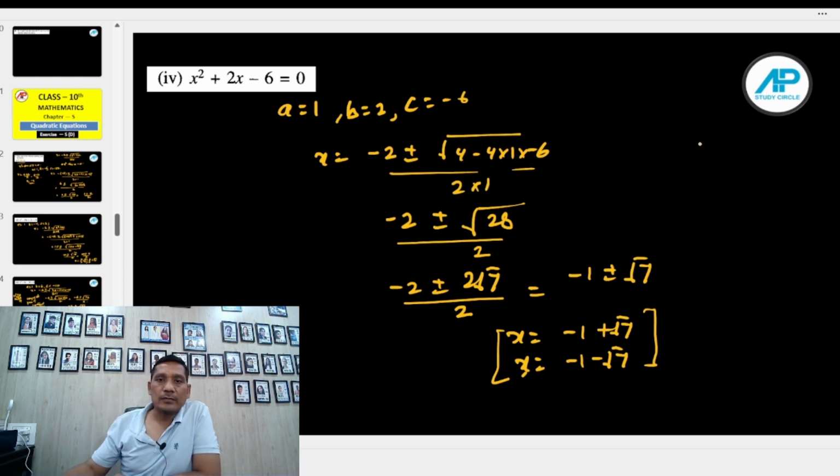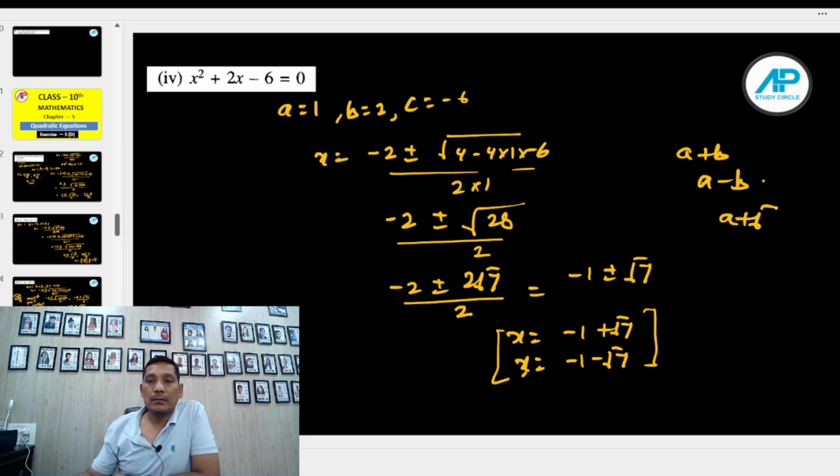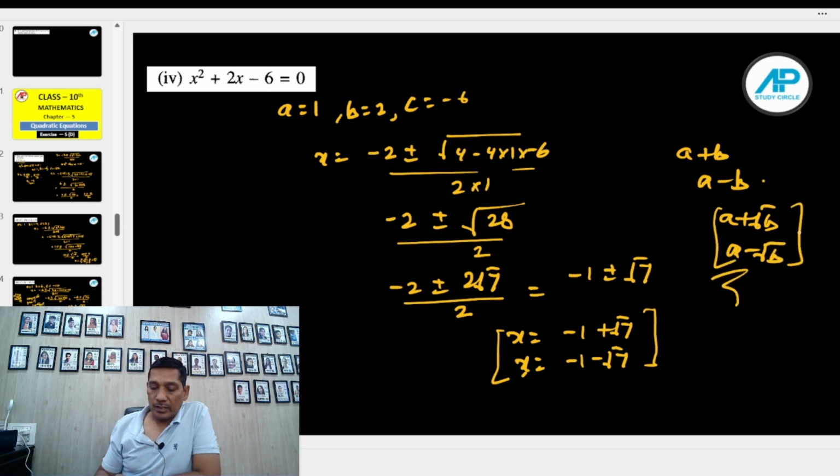What are conjugate numbers? a plus b, a minus b, a plus root b, a minus root b. They're the conjugate numbers of each other.